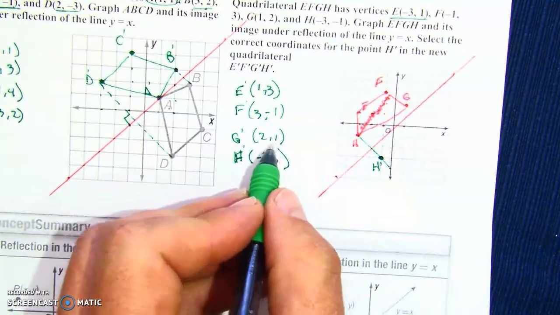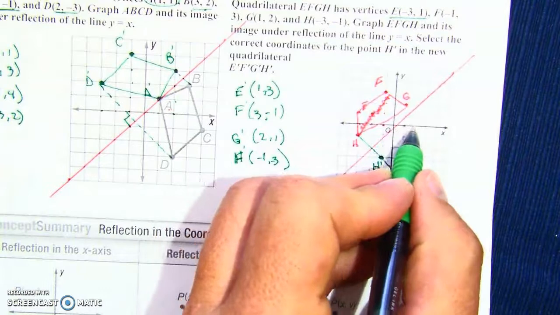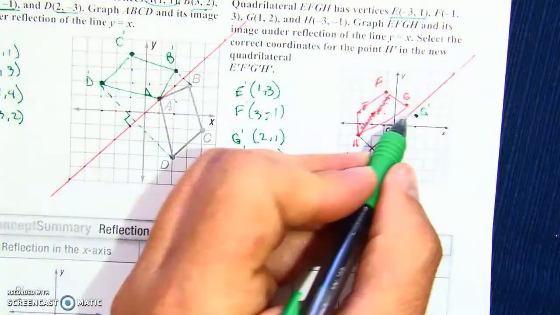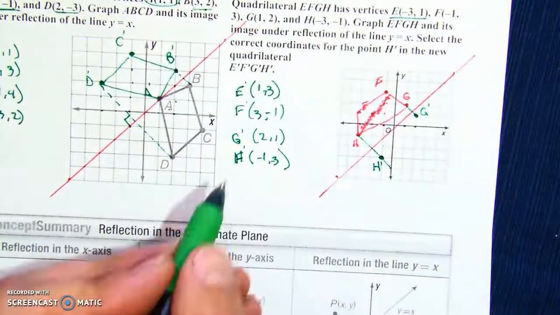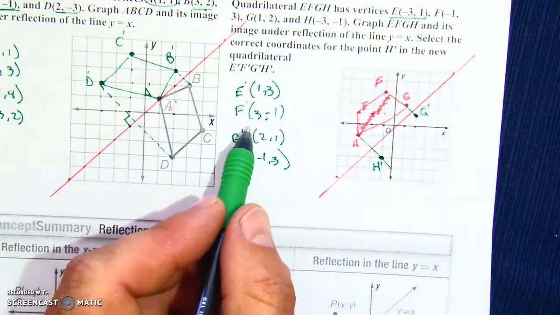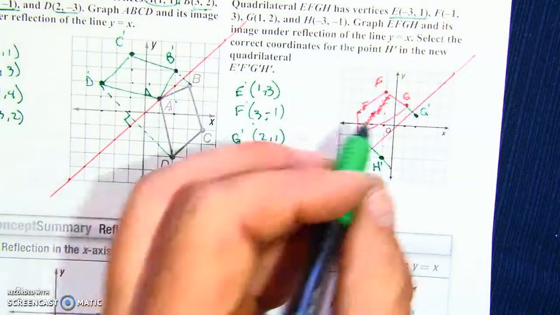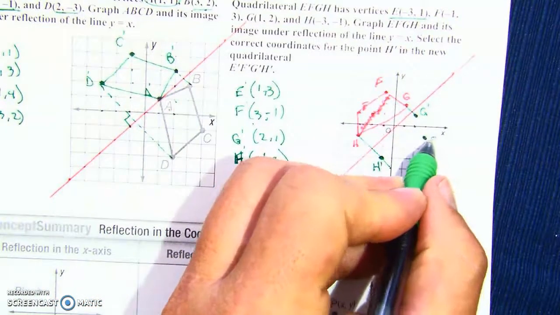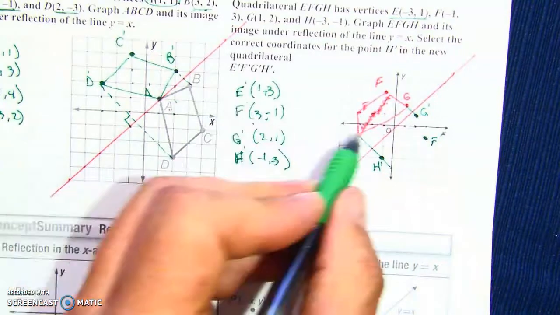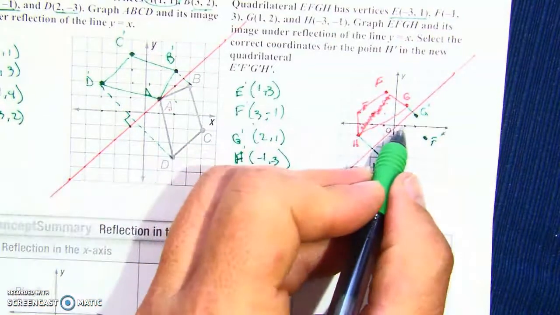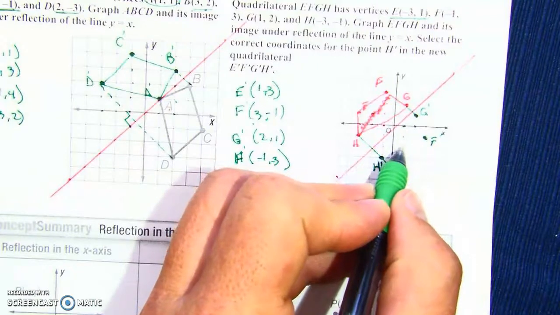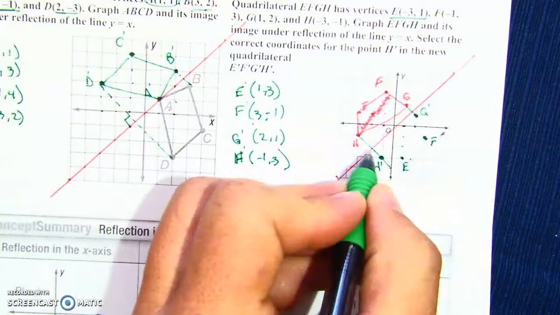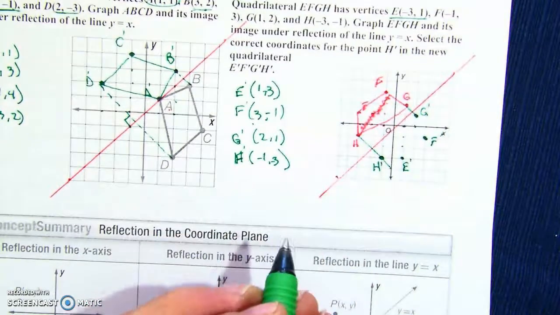We're going to go 2, 1, 1, 2, 1. That's our G prime. Notice that that is perpendicular by a diagonal on that one. Then we're going to go 3, negative 1, 1, 2, 3, negative 1. Again, that's our F prime. And then our E prime is 1, negative 3, 1, 2, 3. And that's our E prime. So there we go.